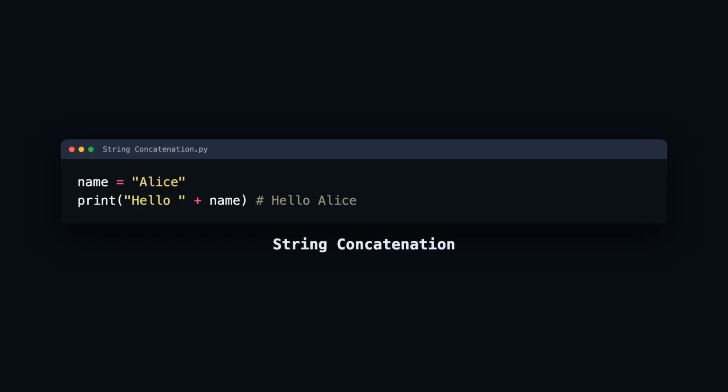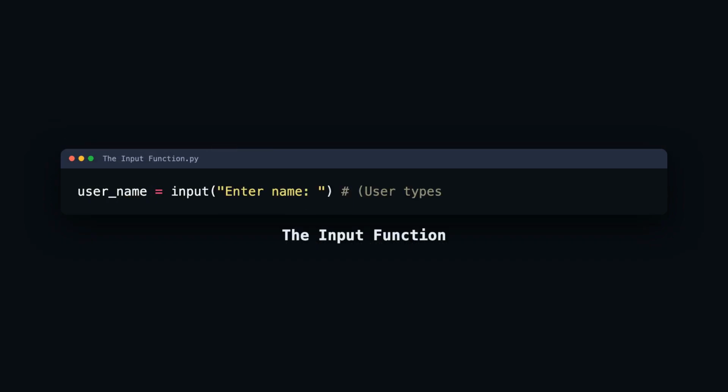We can join 2 strings together using the plus sign, a process called concatenation. This allows us to build dynamic messages by combining static text with variable content. A common error is trying to concatenate a string with a number directly, which causes a type error. To fix this, we must ensure both pieces are strings. Let's combine a greeting and a name.